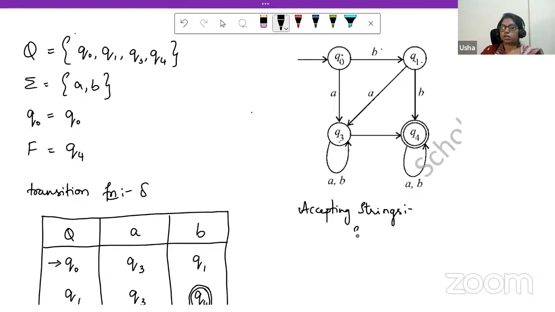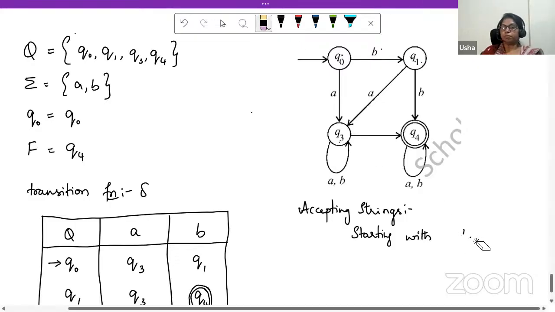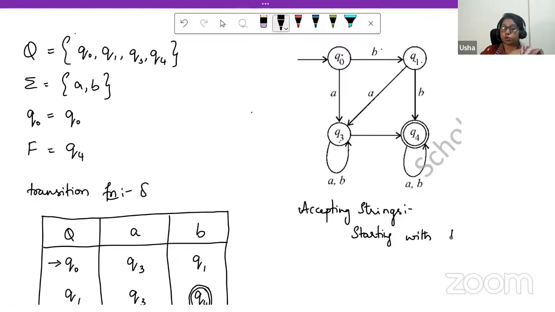Any string starting with two B's. Starting with two B's, or you can write it as BB. It should start with BB. After that, it can be A or B, any number, it doesn't matter.